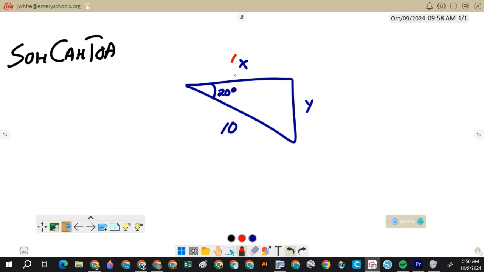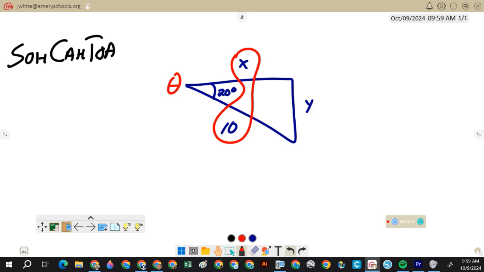What trig ratio would use those if this is my angle? What is the name of the X side? Adjacent, opposite, or hypotenuse? That is the adjacent side. What about 10? What side is that? That's the hypotenuse. So which trig ratio uses A and H? Cosine.